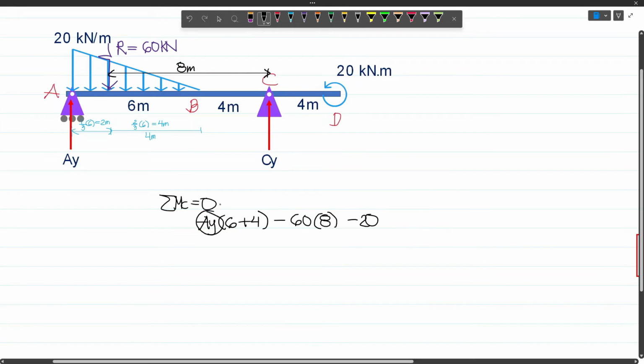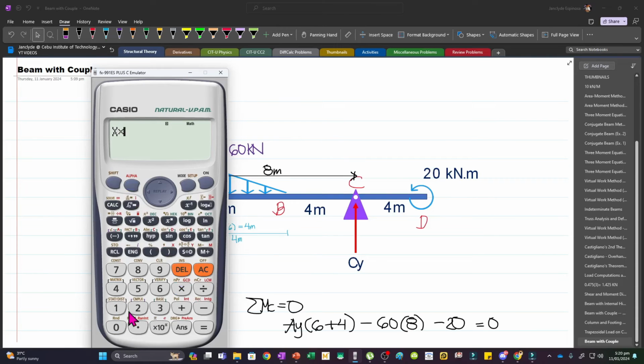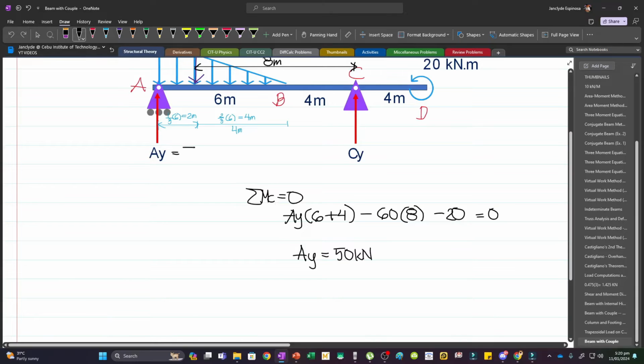And so to solve AY, we will set this one to 0. And so we have AY times 10 minus 60 times 8 and then minus 20. That will be equal to 0. And so our AY will be 50 kN. So AY will be 50 kN. And so this is 50.